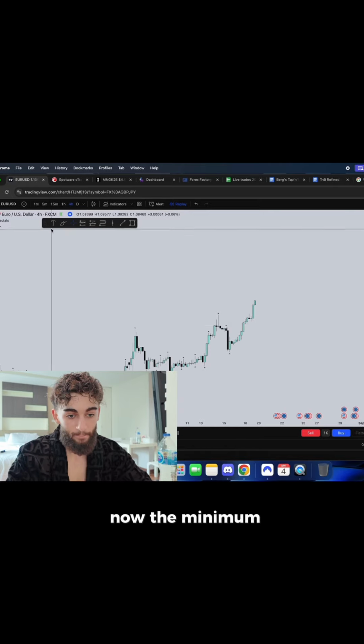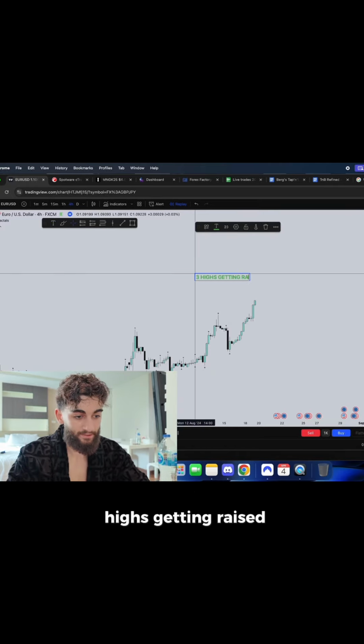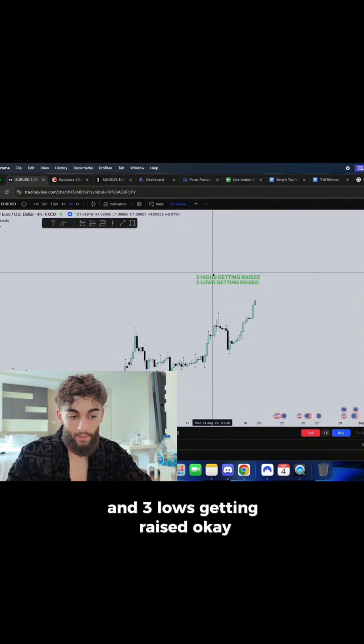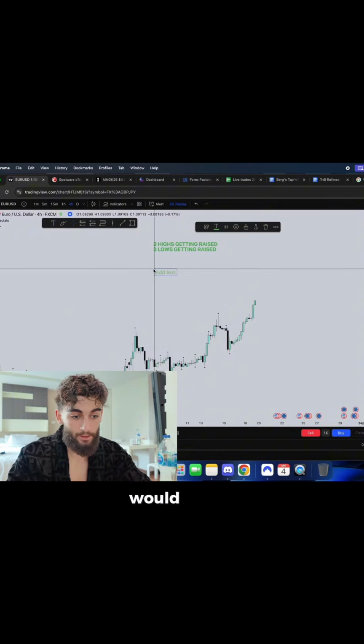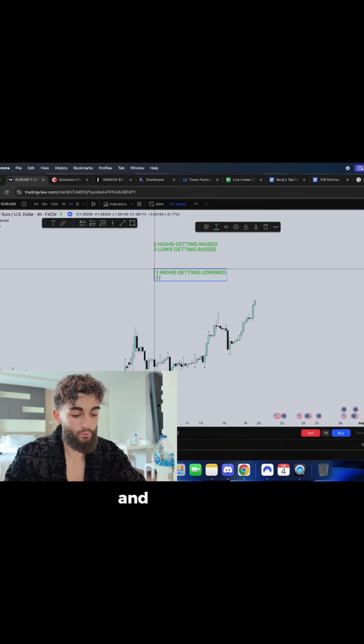Now the minimum requirement for an uptrend would be 3 highs getting raised and 3 lows getting raised. Okay, now the minimum requirement for a downtrend would be the opposite. So 3 highs getting lowered and then 3 lows getting lowered.